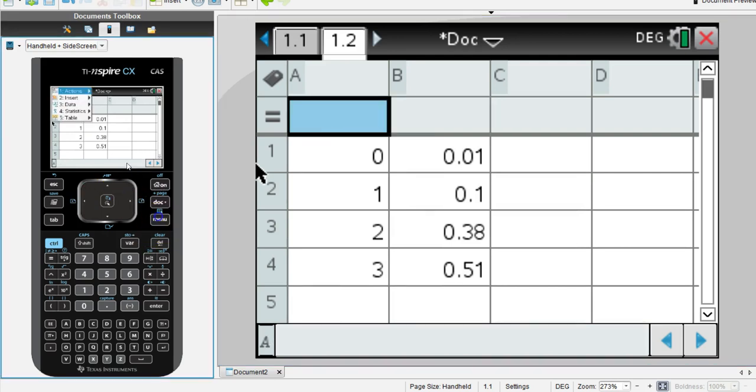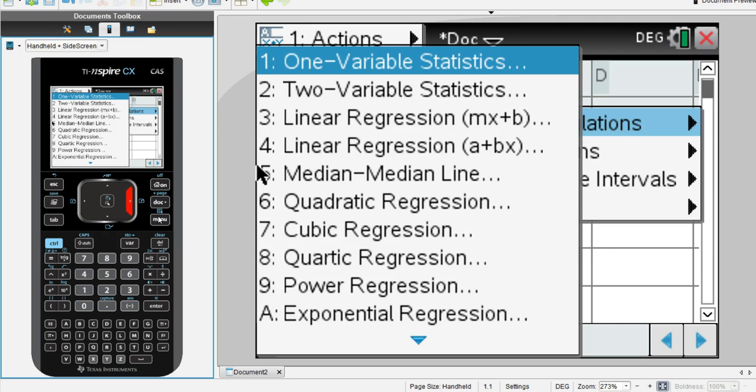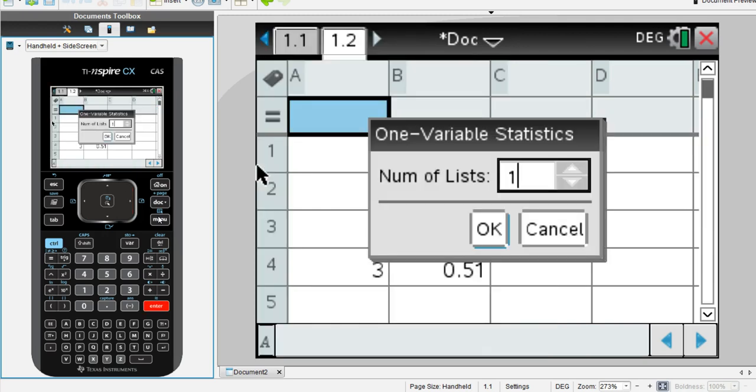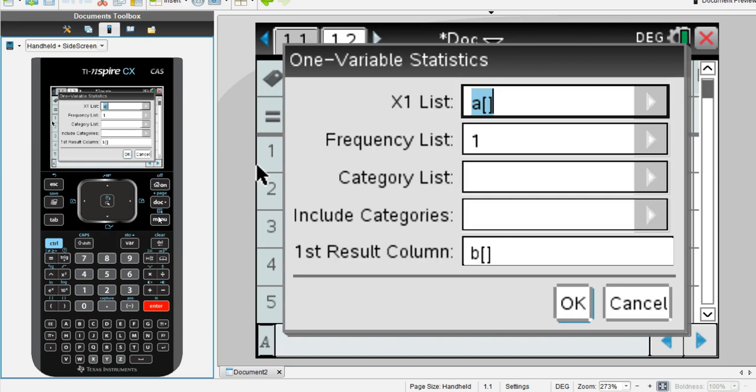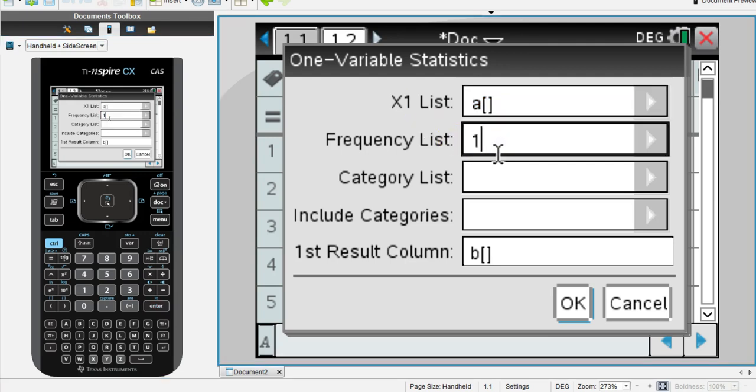And I can run one var stats on a single list. Now this is different because normally we leave frequency list as 1, and I like to leave it as 1. Okay? In fact, if you haven't done the test yet, you probably shouldn't mess with this because I think it might change the default in here. But our X's are in A, and the probabilities or the frequencies are in B. So we're going to change this time. Make sure you go down here and put the results past that in C.